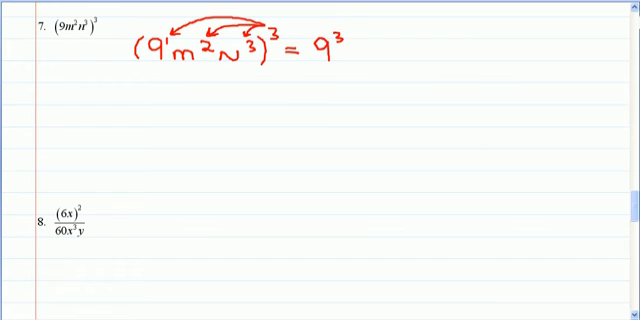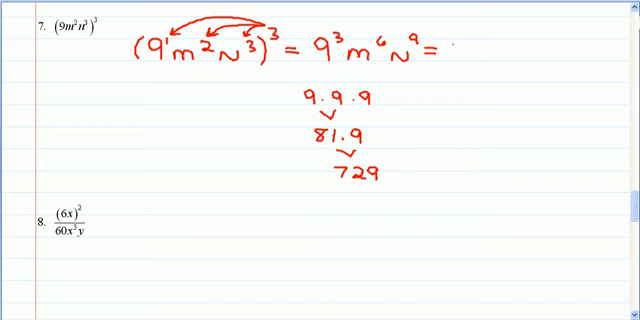So I have 9 to the third, m to the sixth, n to the ninth, and then 9 to the third, if I figure this out below the problem, 9 times 9 times 9, 9 times 9 is 81, and if I multiply 81 times 9, we get 729. So the final answer is 729, m to the sixth, n to the ninth.